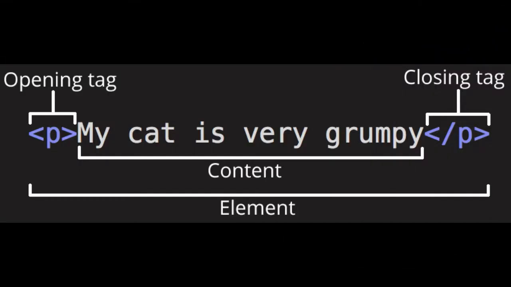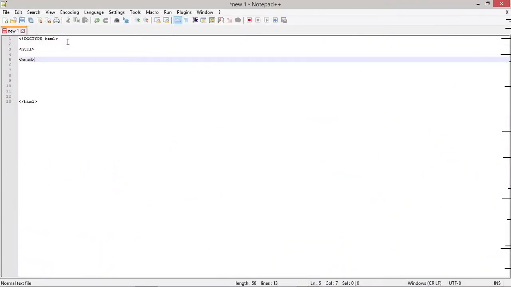An HTML element is everything from the start to the end of a tag. The HTML element is where we put in the elements that make up the web page. A closing tag is used to indicate when an element ends.